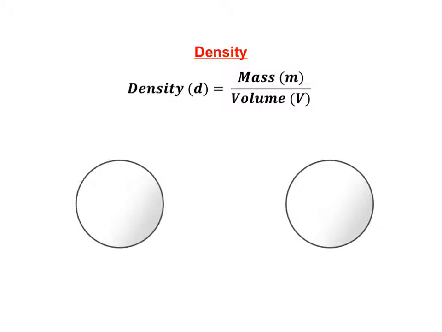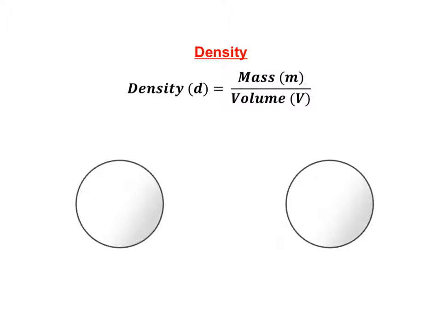Today I want to explain density. So I have the equation for density written at the top, and density equals mass over volume. So it's a ratio of how much mass something has to its volume.